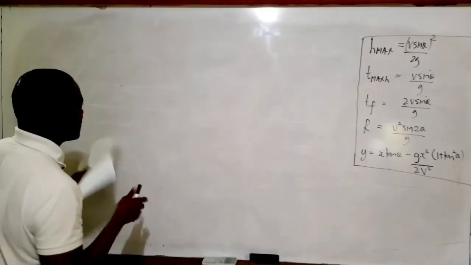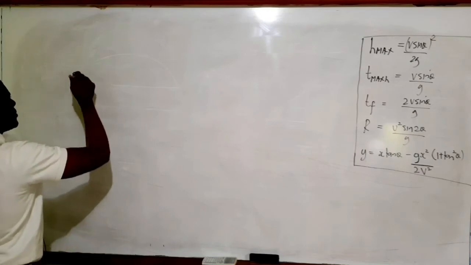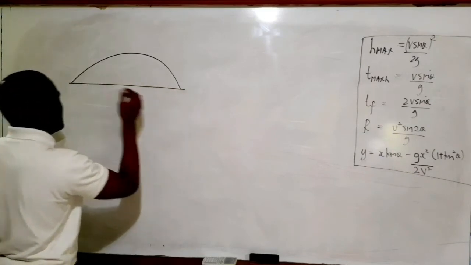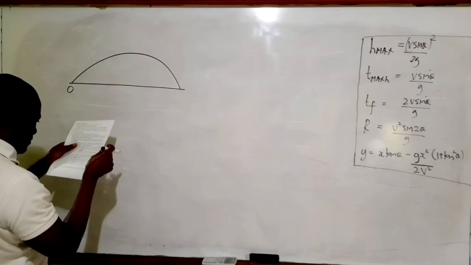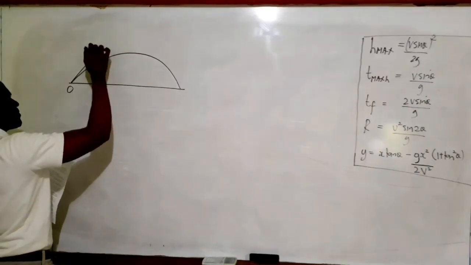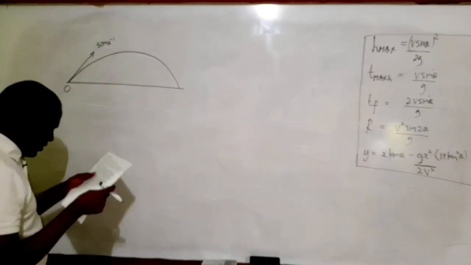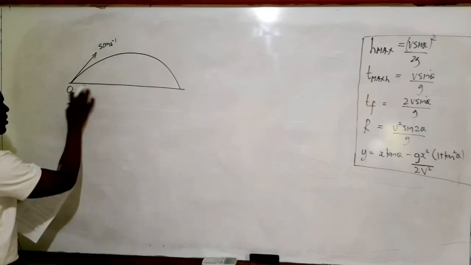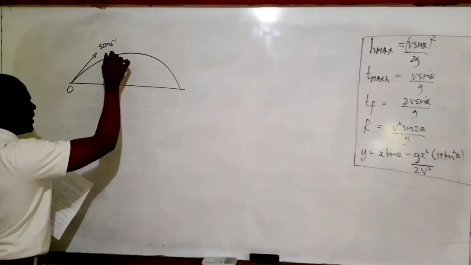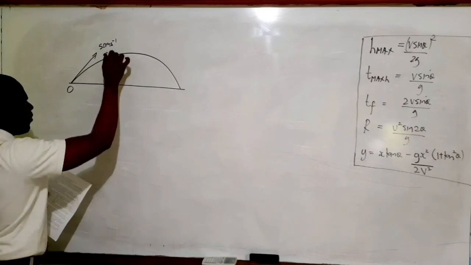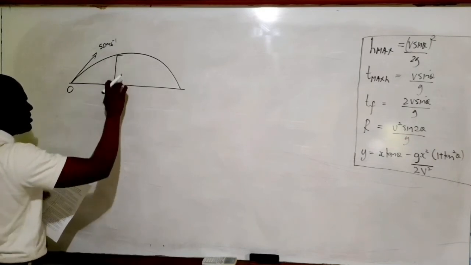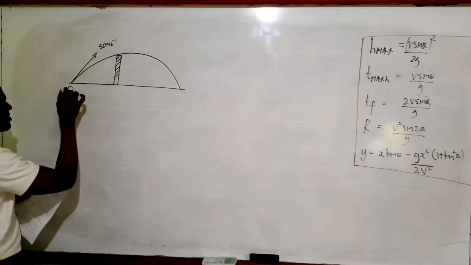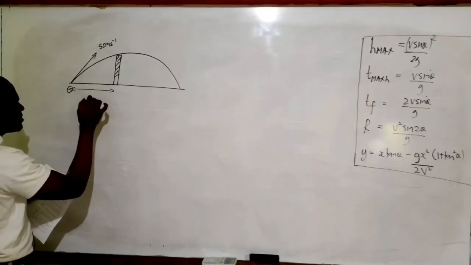So let's try to represent the possible path of the particle. Once again, let that be the path of the particle, and let this be O. The particle is projected with a velocity of 50 meters per second. Now what we're told is that the particle just clears a wall of height 50 meters, which is 100 meters from O. So let's say that is the path of the particle, then it just clears the wall. Right? So that is a wall right there. The horizontal distance of the wall from O is 100 meters, and the height of the wall is 50 meters.